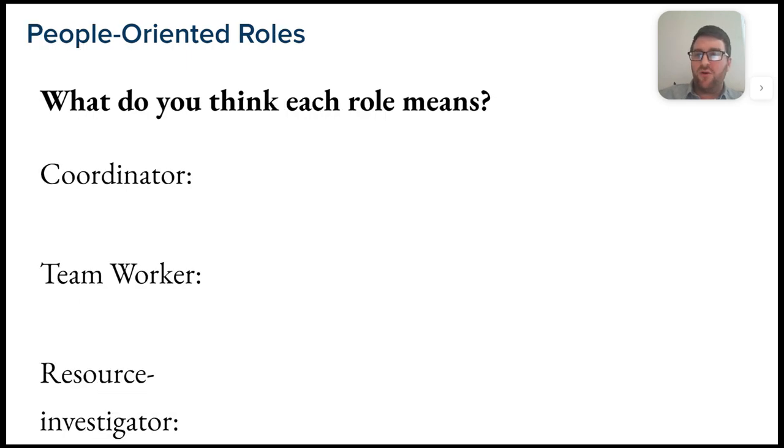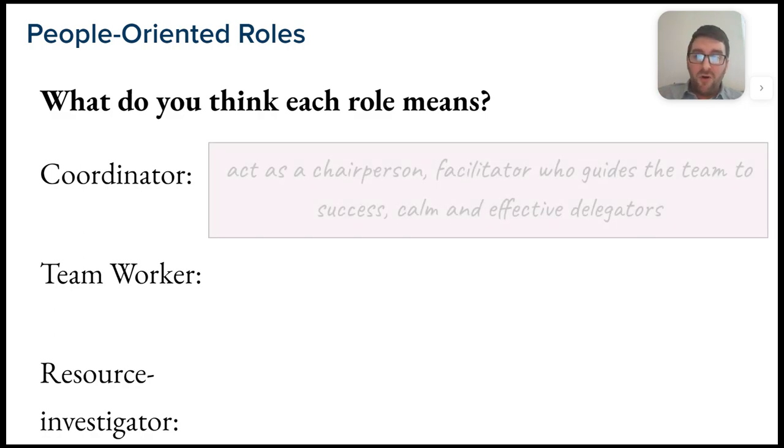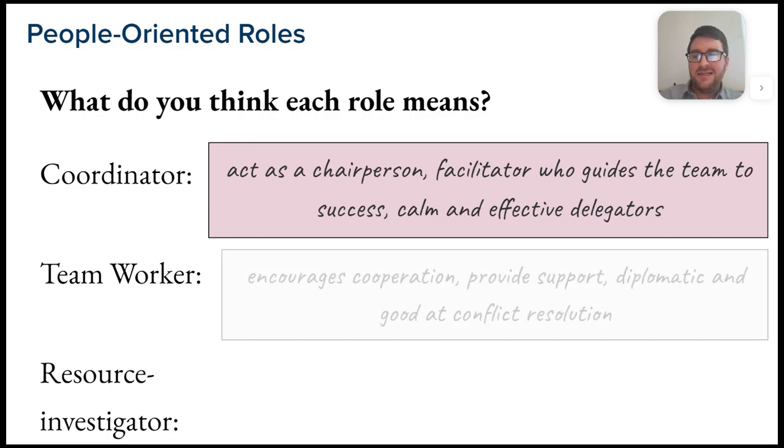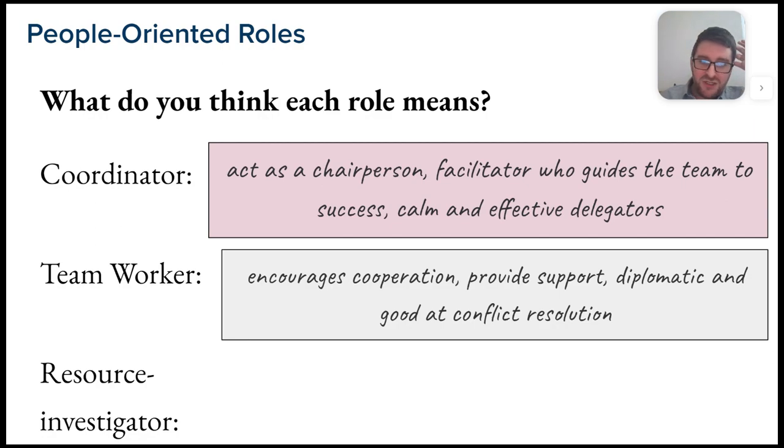Okay, the people-oriented roles are coordinator, team worker, resource investigator. A coordinator acts as a chairperson. They facilitate. They kind of guide the team. They will delegate work. They're not necessarily in charge. They're not a leader. It's a group in which everyone is equal, but they might act in a way like they're the leader, delegating and assigning roles.